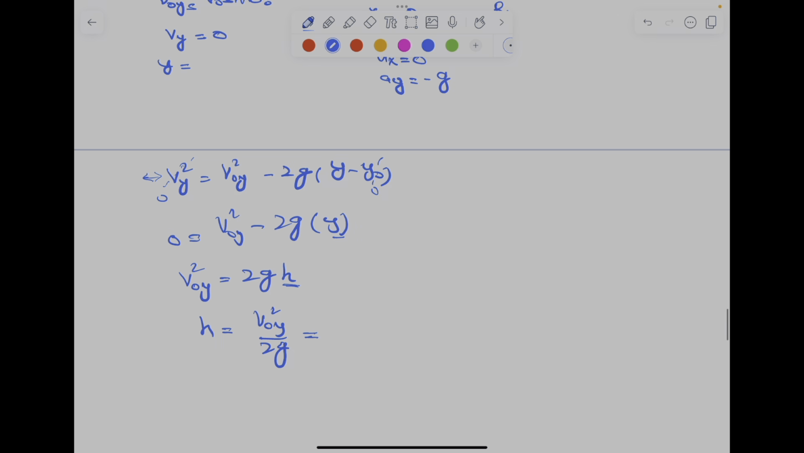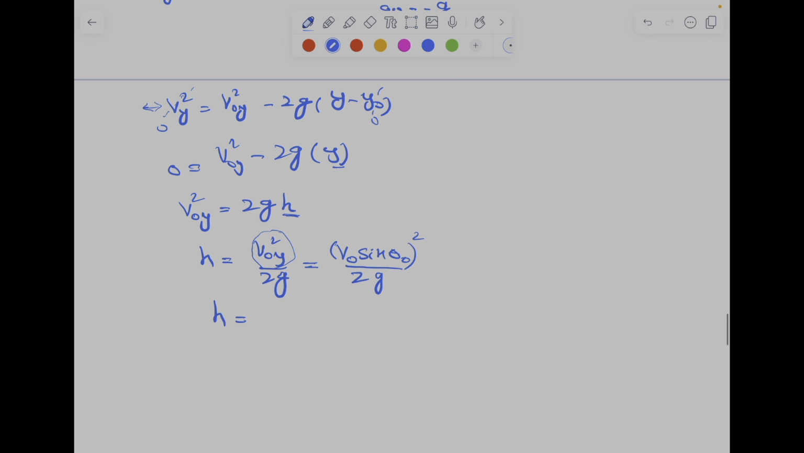What is v naught y, the initial velocity component along y? It is v naught sine theta naught, divided by 2g, whole squared. And we have the maximum height, or the height of the projectile, as v naught squared sine squared theta naught over 2g. So this is a generalized form of the height of the projectile.